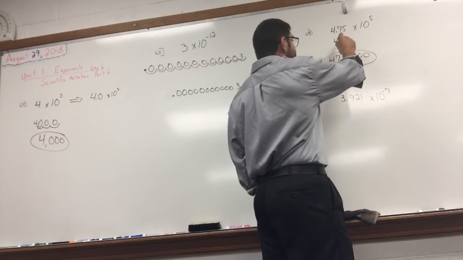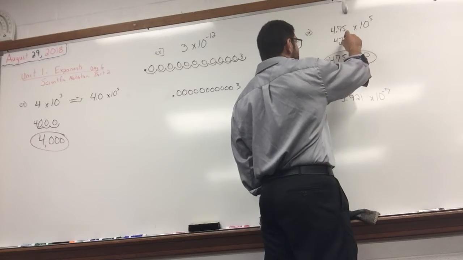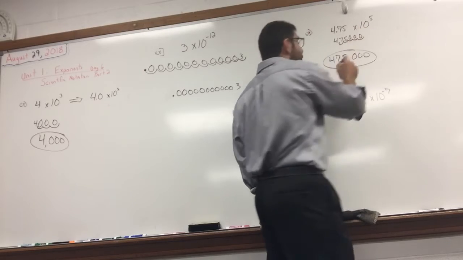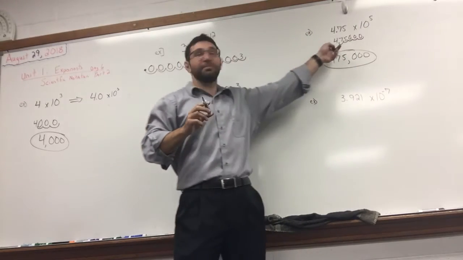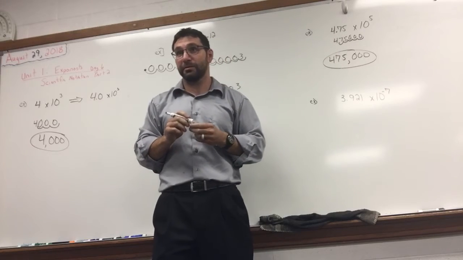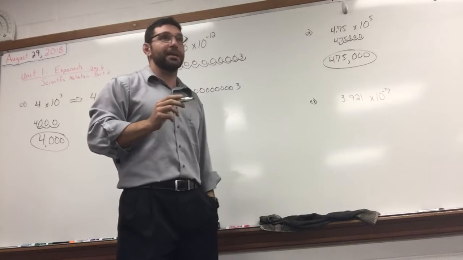So there's my light line. Positive 5, 1 bunny hop, 2 bunny hops, 3, 4, 5, 0, 0, 0. Rewrite the number. Don't give me this. Okay, this is not your answer. This is your answer. Everybody with me? Mm-hmm. Okay. How about the second one?